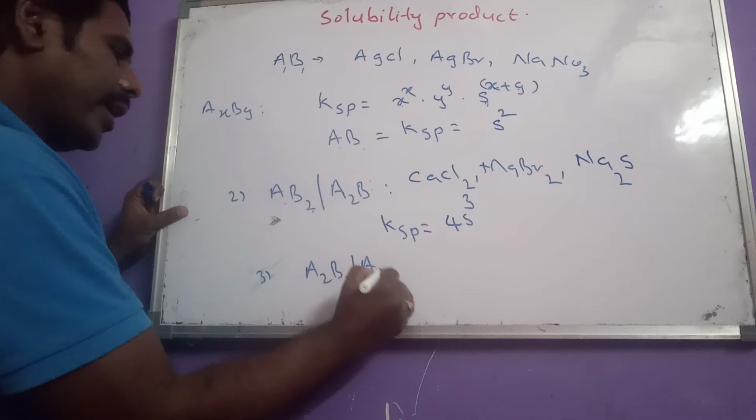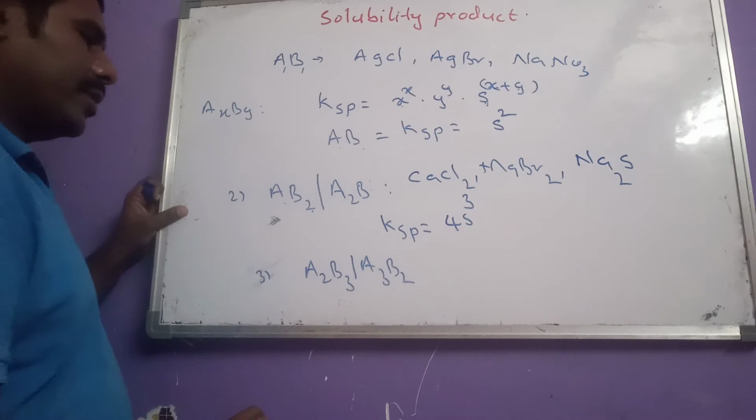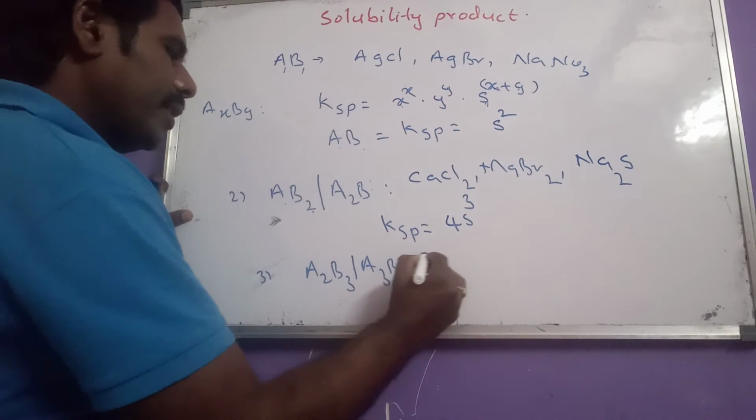And the third type here is A2B3 or A3B2 type of salts. What is one example here?